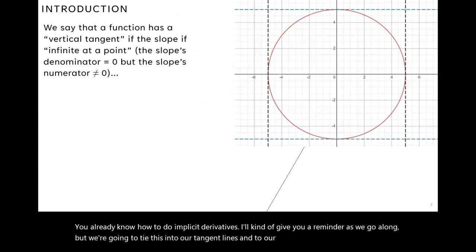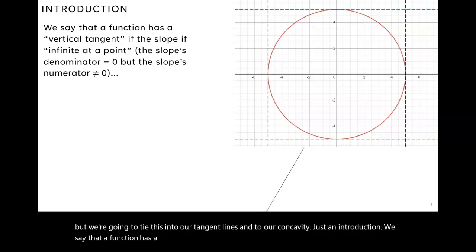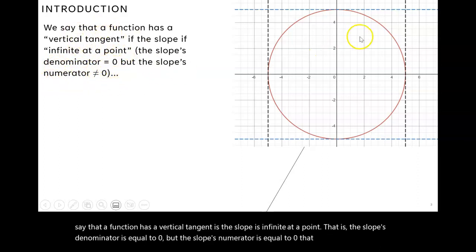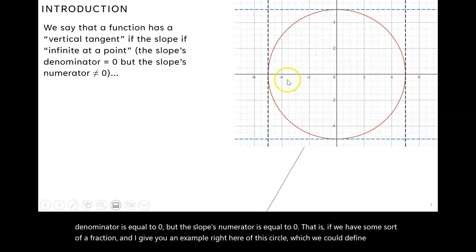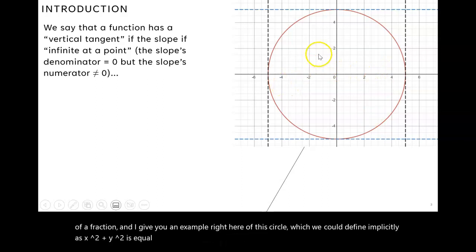Just an introduction, we say that a function has a vertical tangent if the slope is infinite at a point, that is, the slope's denominator is equal to 0, but the slope's numerator is not equal to 0. That is, if we have some sort of a fraction. And I give you an example right here of this circle, which we could define implicitly as x squared plus y squared is equal to 25. We'll see that in just a second.